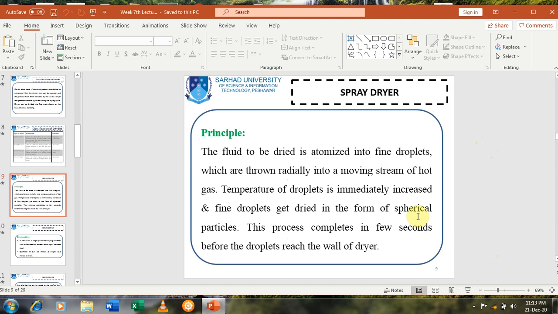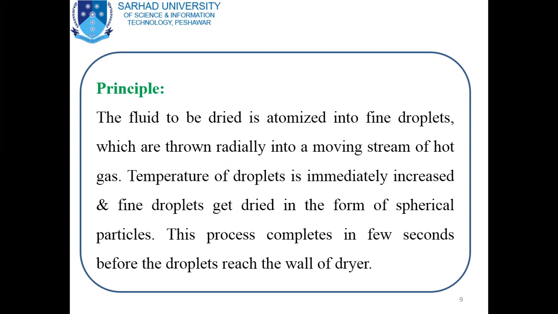Of this type of dryer, it is a pneumatic type of dryer. One example of the pneumatic type of dryer is the spray dryer. The fluid to be dried is atomized into fine droplets which are thrown radially into a moving stream of hot gas. The fluid is the feed we are going to process for drying.